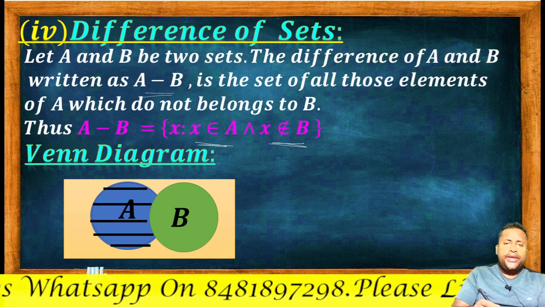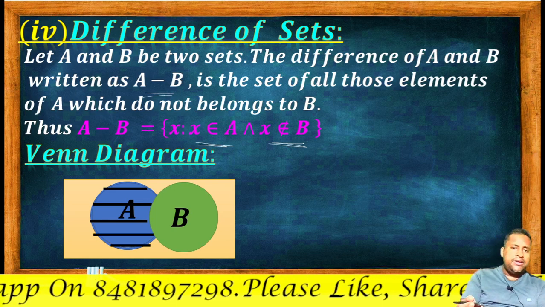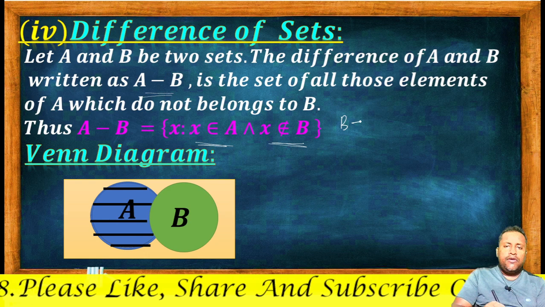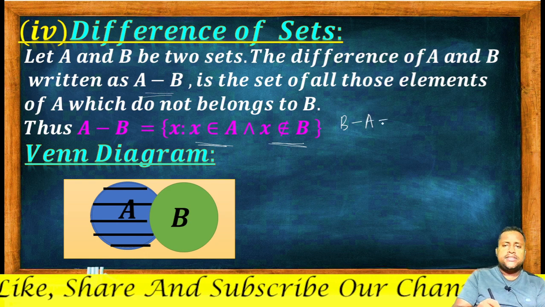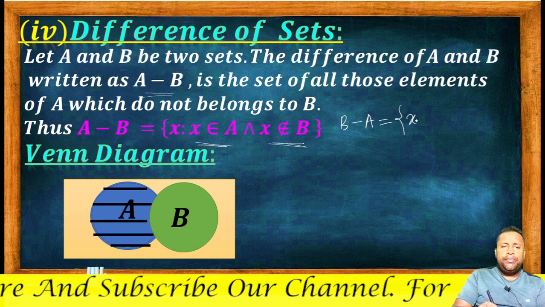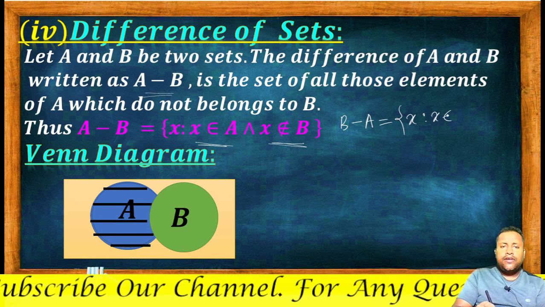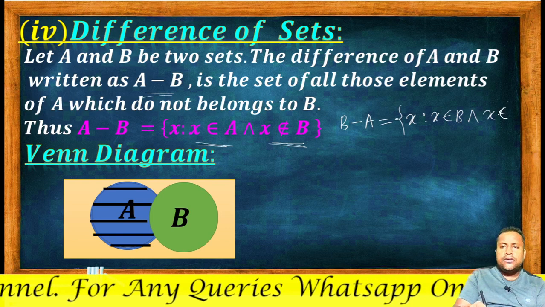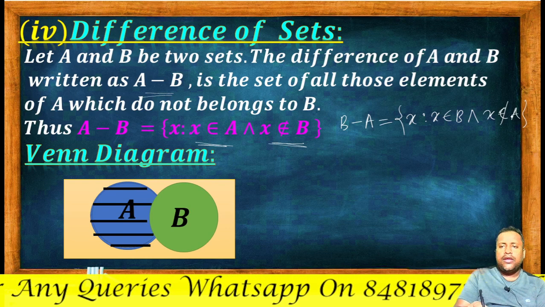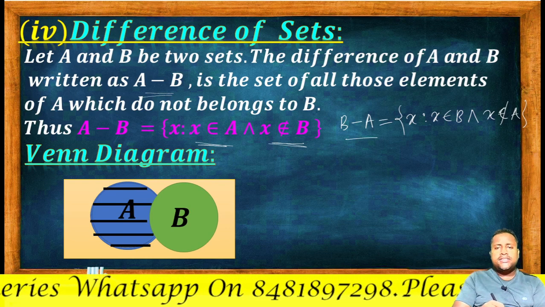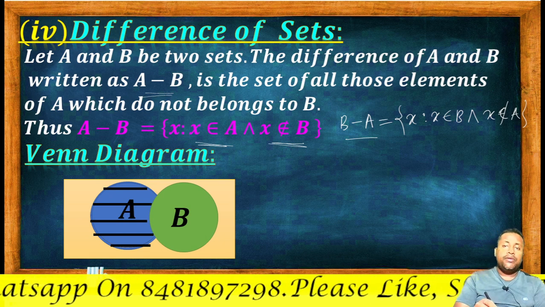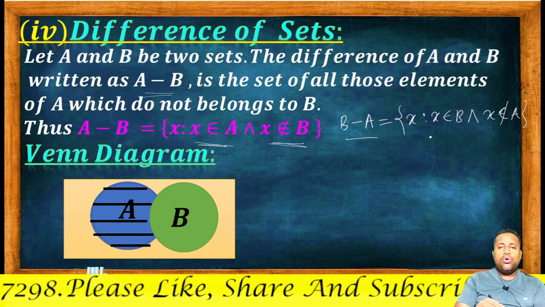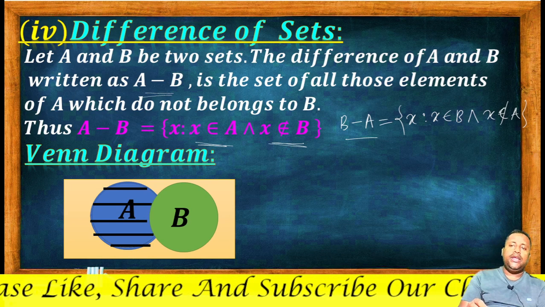Similarly, we can calculate the difference between B and A, and it will be like this: B minus A will be x such that x belongs to B and x does not belong to A. That means B minus A is also a set, and B minus A contains all those elements which are only in B but not in A.